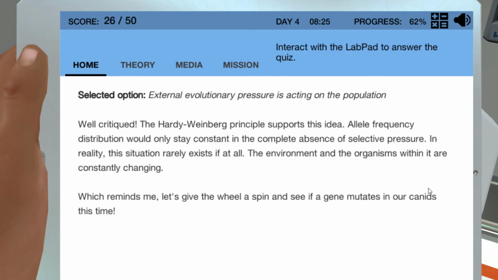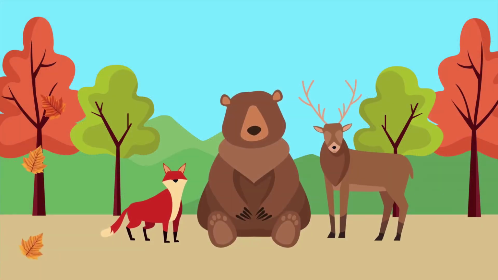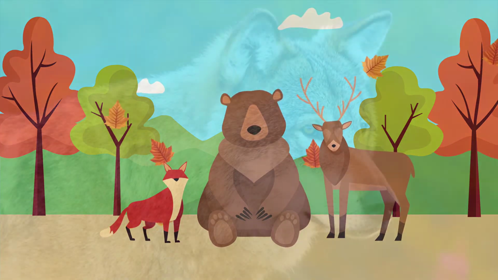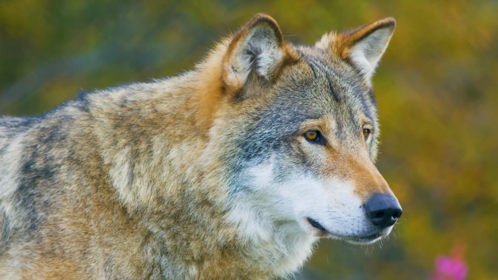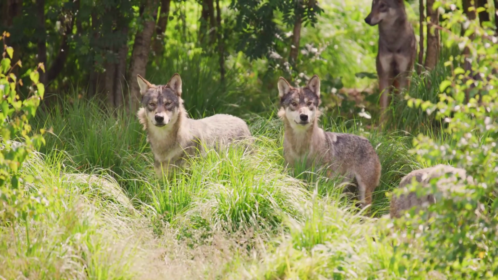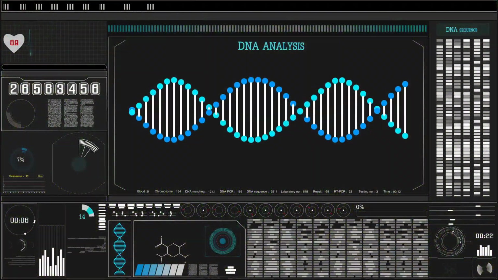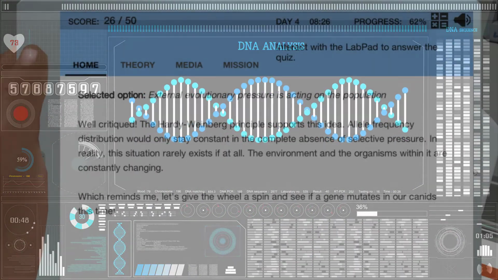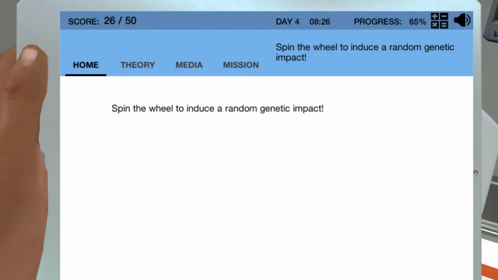Well critiqued. The Hardy-Weinberg Principle supports this idea. Allele frequency distribution would only stay constant in the complete absence of selective pressure. In reality, this situation rarely exists if at all. The environment and the organisms within it are constantly changing. Which reminds me, let's give the wheel a spin and see if a gene mutates in our canids this time. Spin the wheel to induce a random genetic impact.